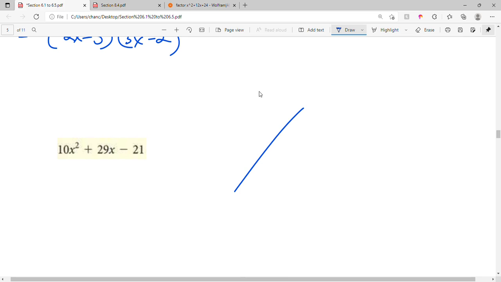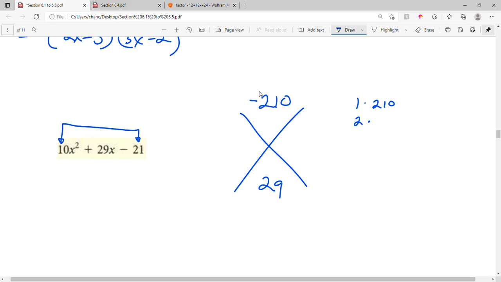This one's going to be a difficult problem because of the large numbers, but we can try it. There's no big deal here. 10 times negative 21 is negative 210. And on the bottom we have 29. So this one might be a little bit more difficult to find the numbers, but we could always make a list. 1 times 210 doesn't work. 2 times 105 doesn't work. We have 3 times 70 gives us 210, and that doesn't work. So we'll keep going until we do find the numbers.